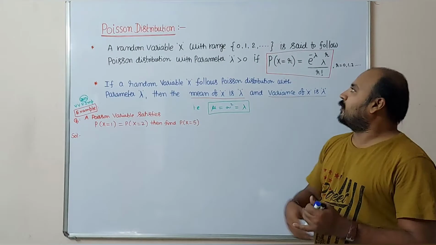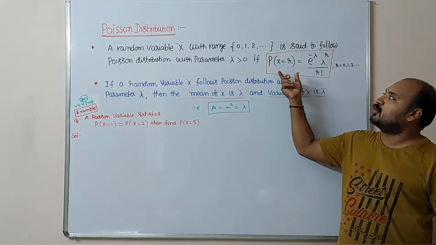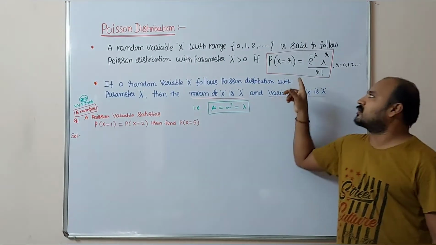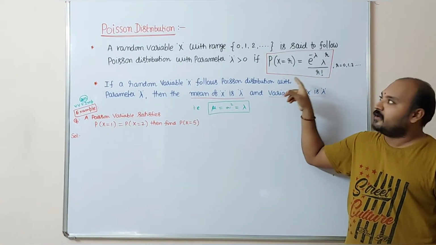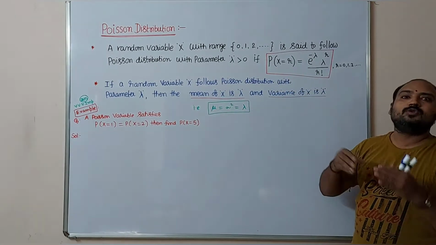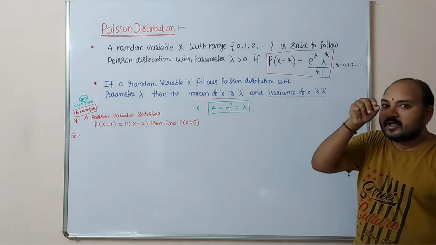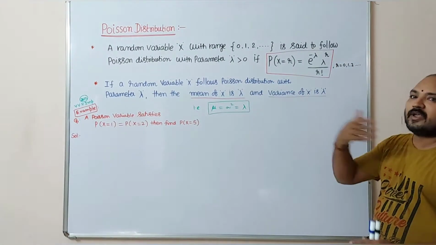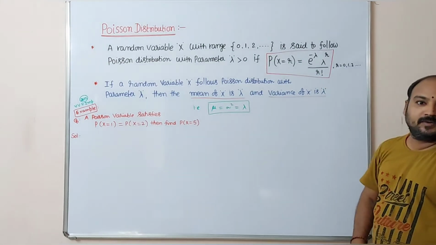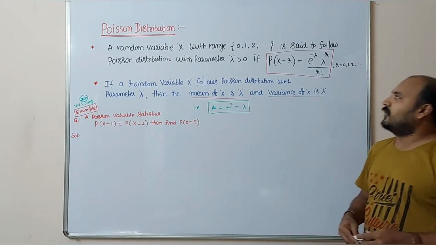So P of x equal to r is the probability function related to the Poisson distribution. If you want to calculate P of x equal to 0, wherever r is there in this formula, replace it with 0. If you want to calculate P of x equal to 1, in place of r substitute 1. The lambda value we will get from the given data.